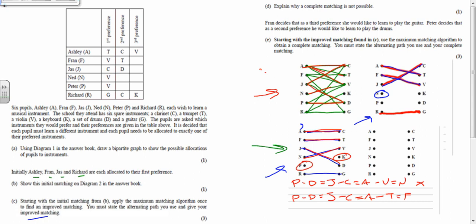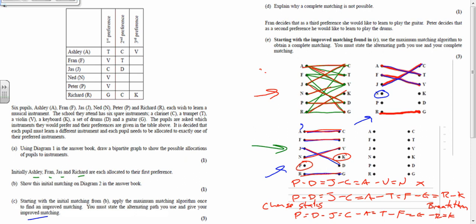And then F can go down to G, which is already matched to R. And then R can go to K. And then we've got our breakthrough. So we say breakthrough. It doesn't matter if you make a mistake, just go back and correct it. So breakthrough, and then change status. So then P now goes to D, J now goes to C, A now goes to T, F now goes to G, R now goes to K.